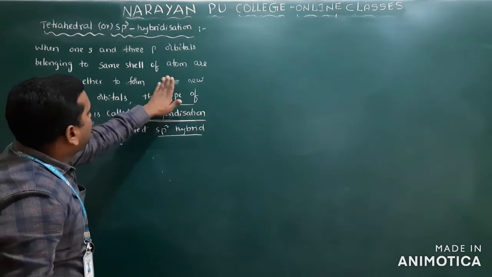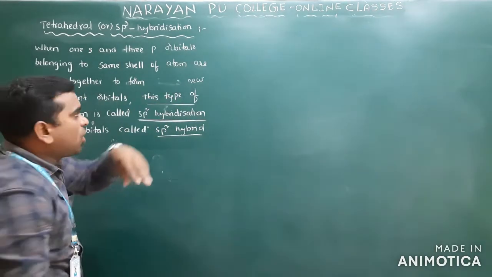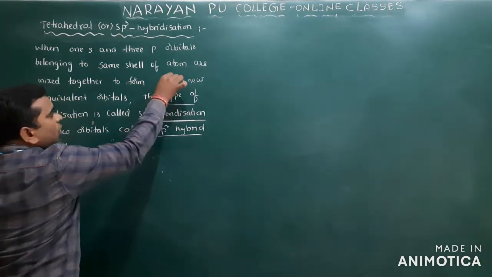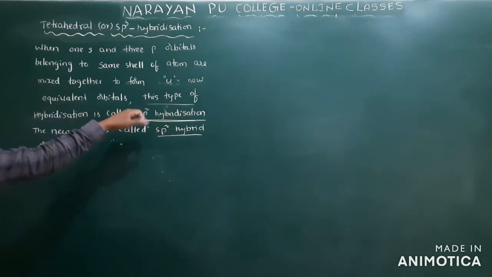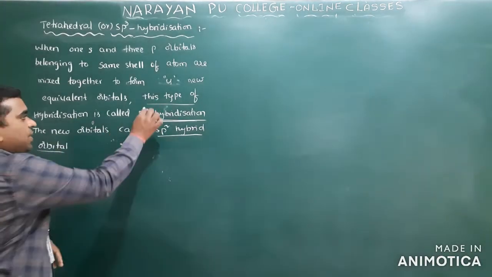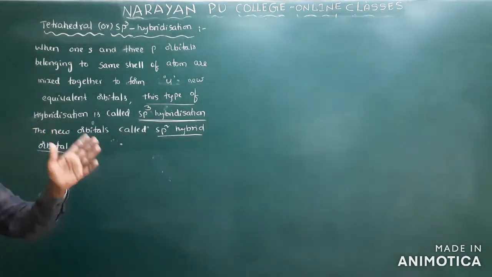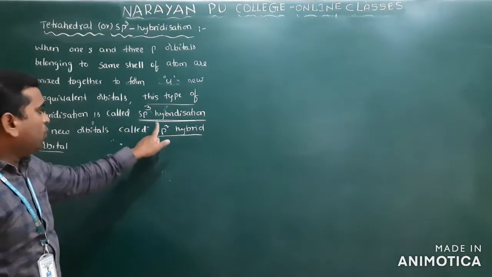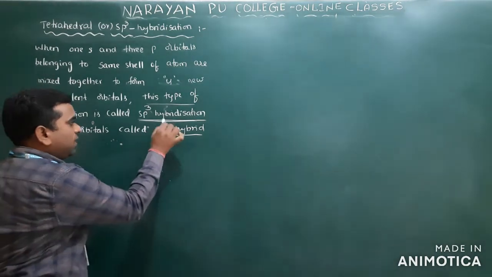How many orbitals will you form? 1s and 3p. Total how many? 4. Four new equivalent orbitals are formed. And this type of hybridization is called which hybridization? sp3 hybridization. And those newly formed 4 orbitals we will call sp3 hybrid orbitals.